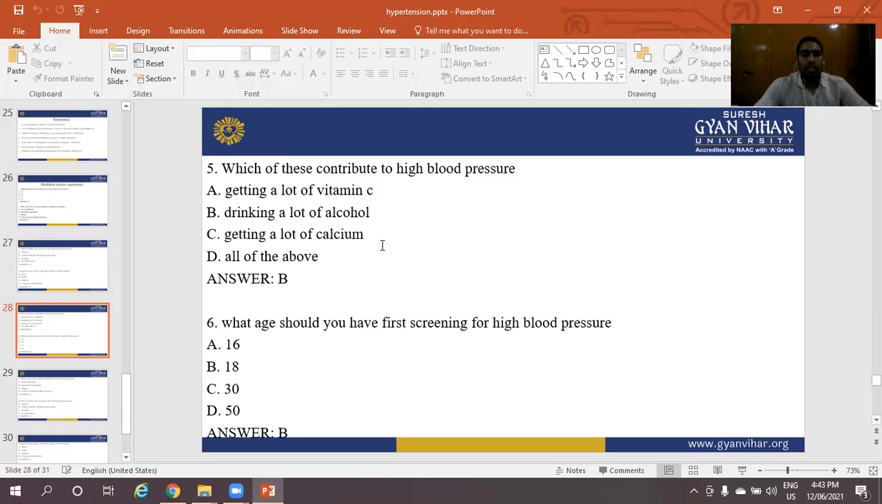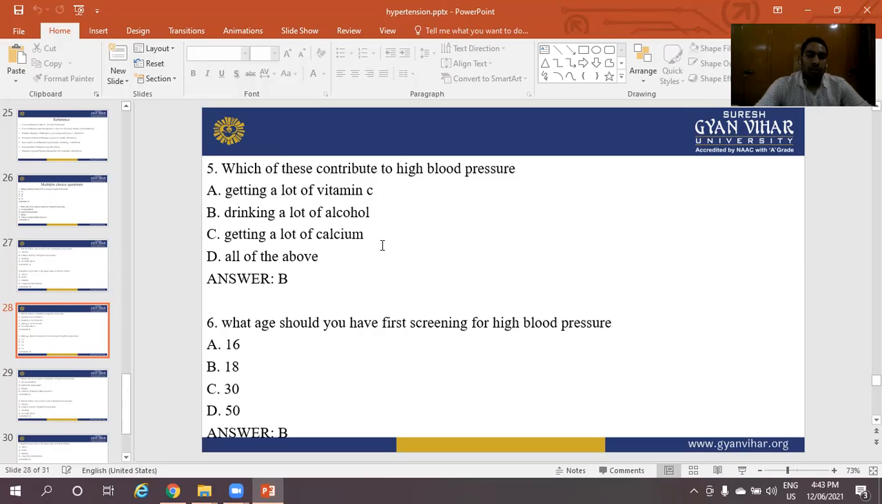The next question is, what age should you have your first screening for high blood pressure? Option A is 16. Option B is 18. Option C is 30. Option D is 50.